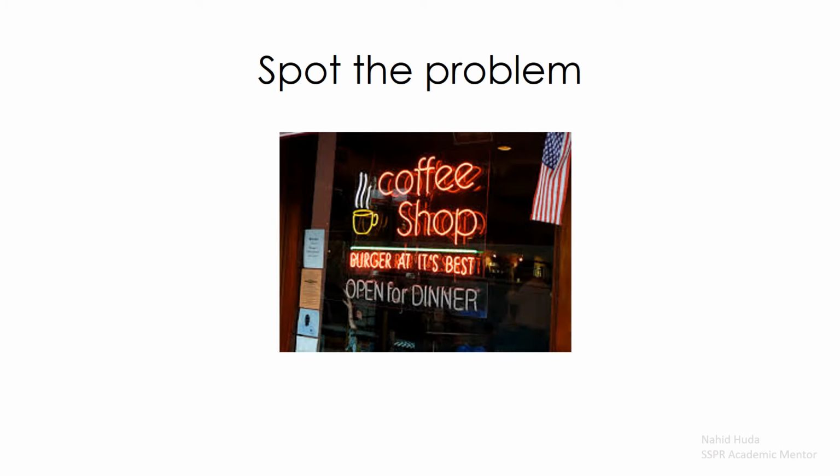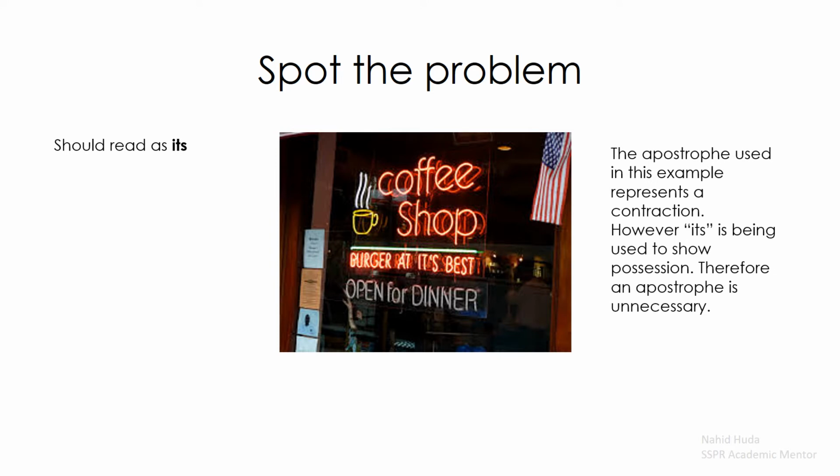Before we look at proofreading, let's spot the problem. Coffee shop, burger at its best. Where do you think the problem is? The answer should read as its without the apostrophe. The apostrophe used in this example represents a contraction, i.e. it's saying burger at it is best. However, its is being used to show possession, therefore an apostrophe is unnecessary.